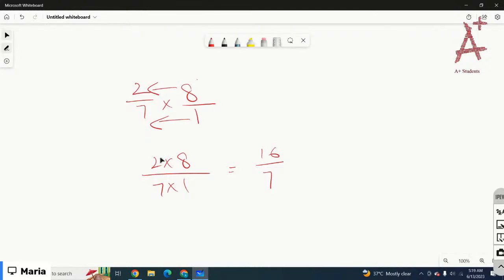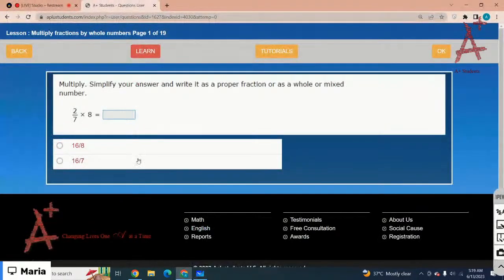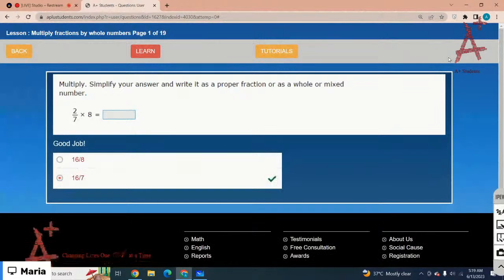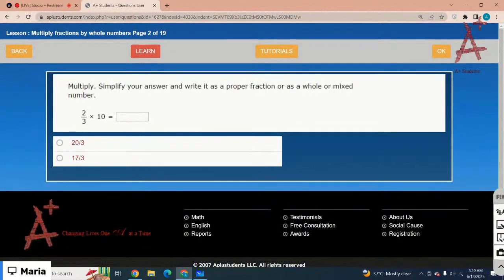Because 8 doesn't have any denominator, that means its denominator would be 1. If a number doesn't have any denominator, its denominator would be 1. Got it? 8 over 1 equals 8, isn't it?